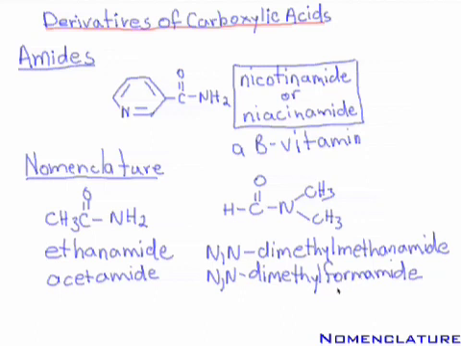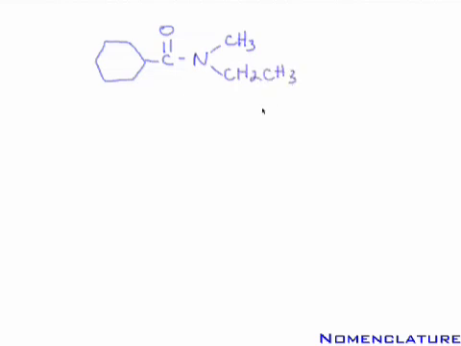How about a case where we have a cyclic carboxylic acid, such as in this case? Well, remember, cyclic carboxylic acids are named as cyclic alkanes, and you add the word carboxylic acid. So this is cyclohexane carboxylic acid. Let's put a complicated amide off of here. So we have a fairly complicated amide now.